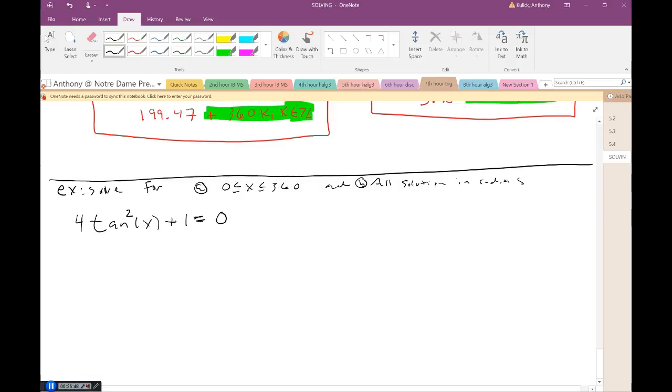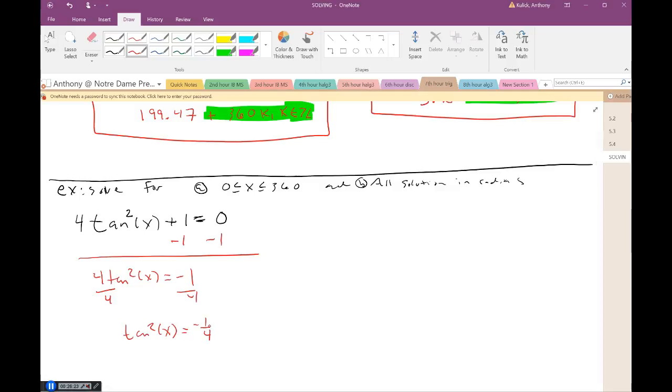Okay, the first step is to get the x by itself. So we would want to subtract 1 from both sides. I heard some mumblings of that. Now what? Divide by 4. Okay. And now what does tan squared x really mean?